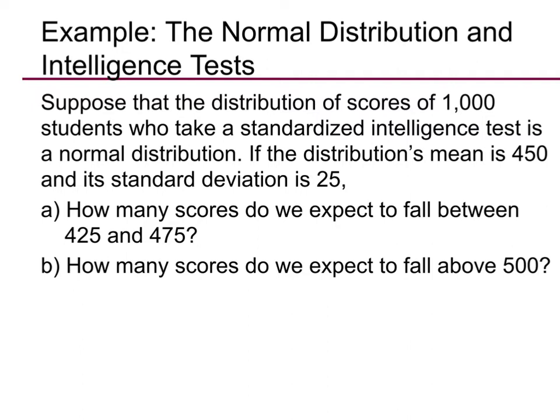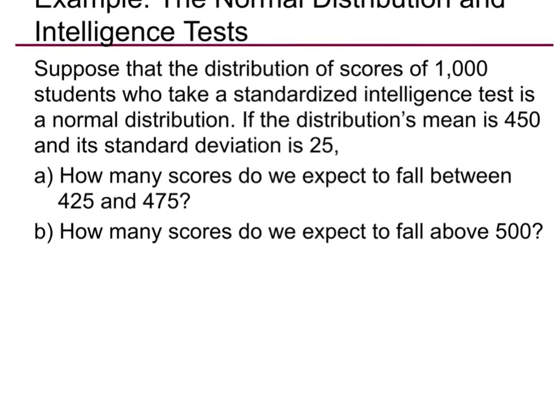All right, now let's look at an example and see how we make this distribution. In this example, we have a distribution of scores of 1,000 students. So we have 1,000 individuals. They take a standardized intelligence test, so we want to see who's the smartest, or just how smart they are. The distribution's mean is 450, standard deviation is 25. How many scores do we expect to fall between 425 and 475? How many do we expect to fall above 500? Really, the purpose of this example is to say, how do we make this distribution? How do we set it up? And then how do we use it to answer questions about the data, about the individuals?